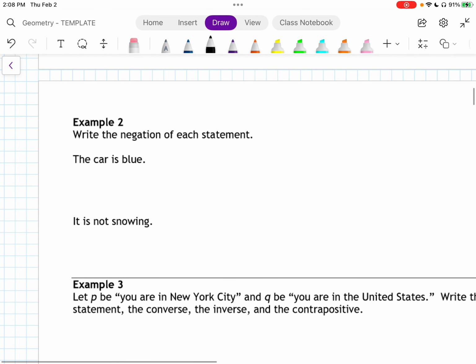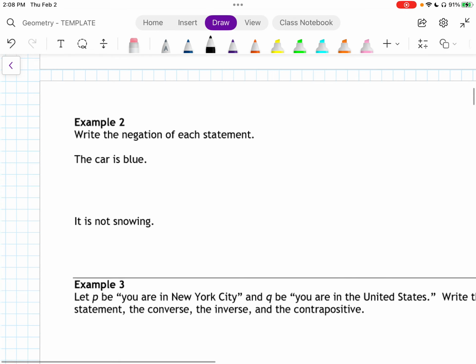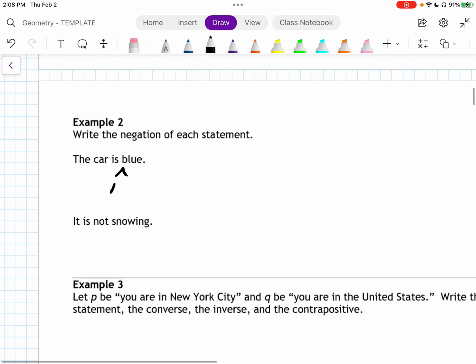Example 2, write the negation, right? The negation is like the opposite. So first up, the car is blue. The car is not blue, right? The opposite of it being blue, it's not it being red, it's just it not being blue. And then it is not snowing would be it is snowing. Okay, that would be the opposite of that.